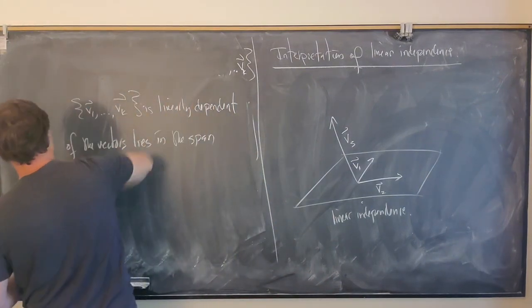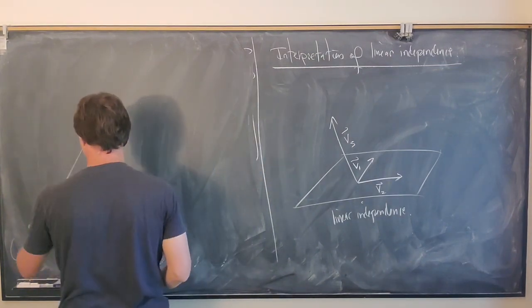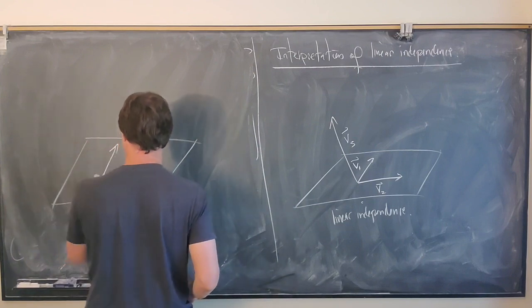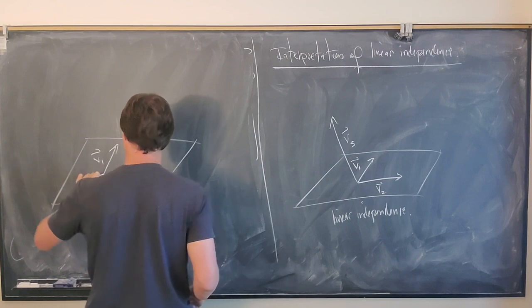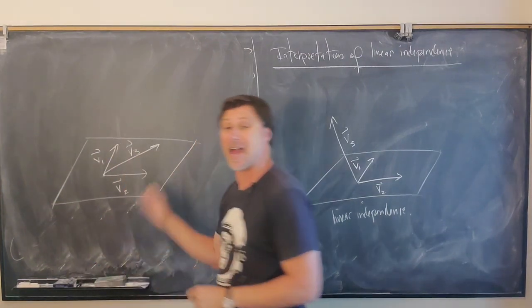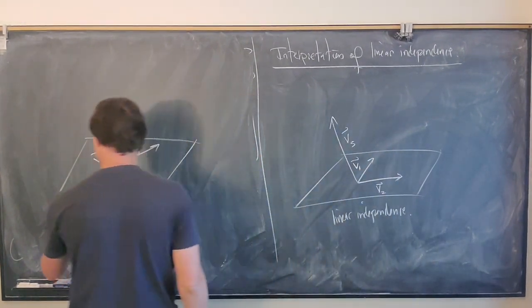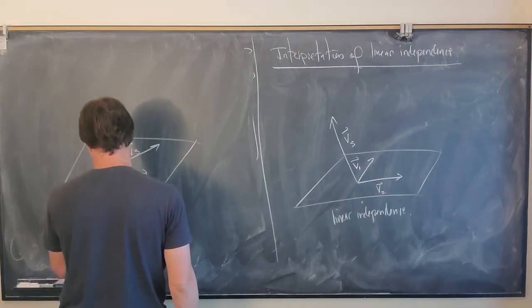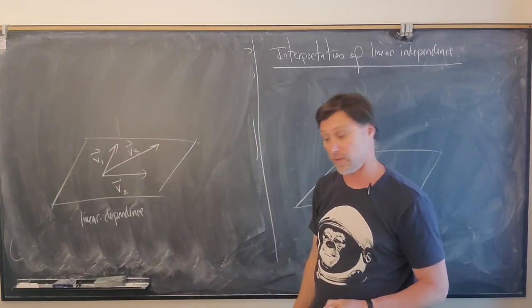Compared with, so let me draw a picture now of linear dependence. So I start off, here's my V1, here's my V2. And if I draw a third vector, V3, sitting inside that plane, inside the span of V1, V2, this is what linear dependence looks like. V3 lies in the span of V1 and V2.